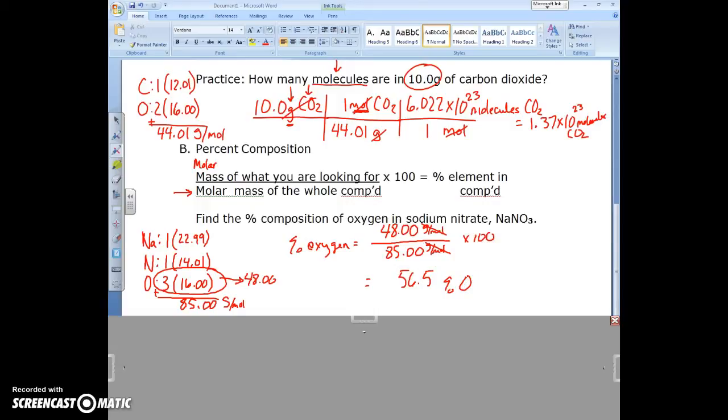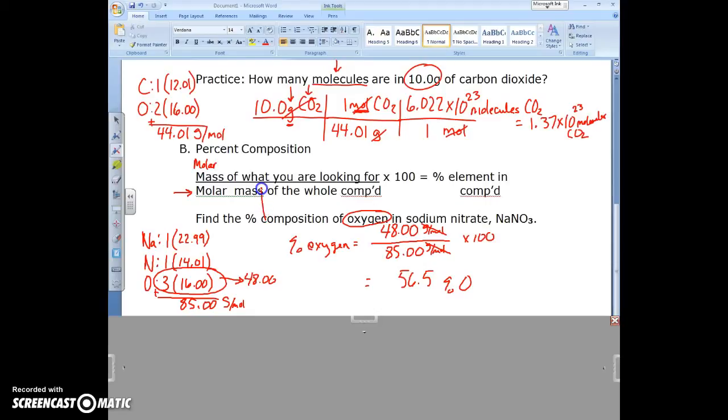So that's a lot of oxygen in that particular compound. Now, sometimes when you do these problems, they don't give you an element to look for. In this example, I gave you an element to look for, but not always will that be the case. They'll just say, what is the percent composition of sodium nitrate? When they say that, they want each element.